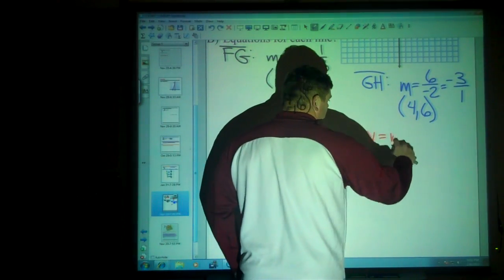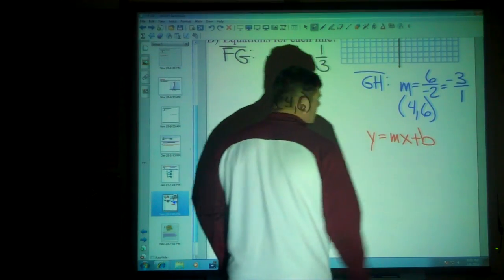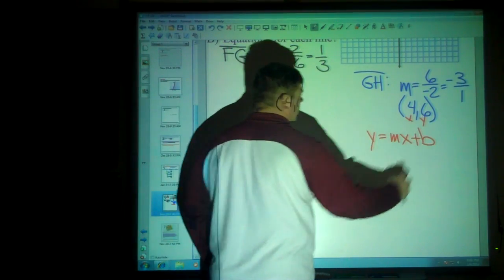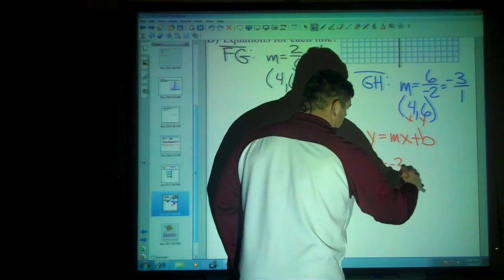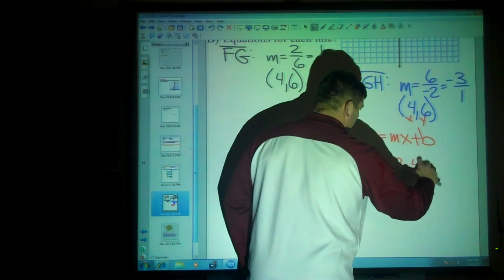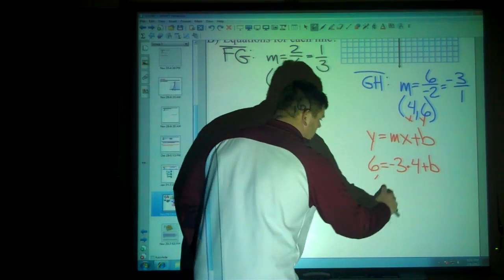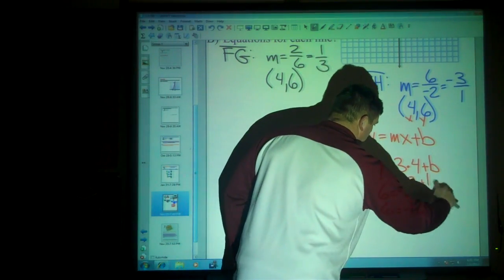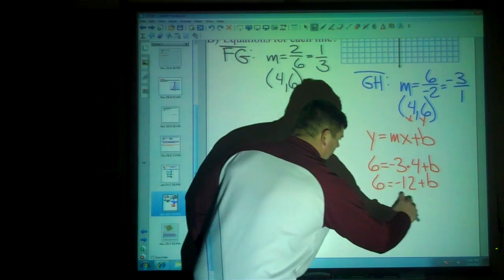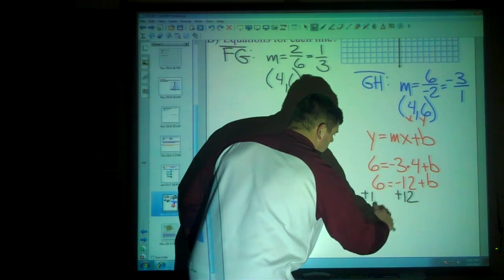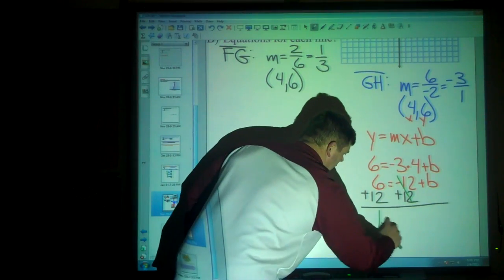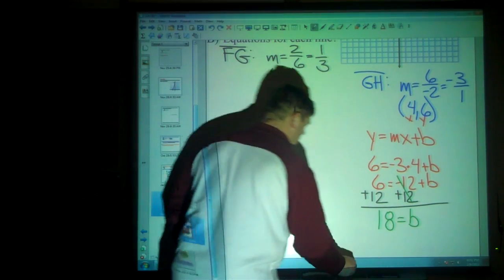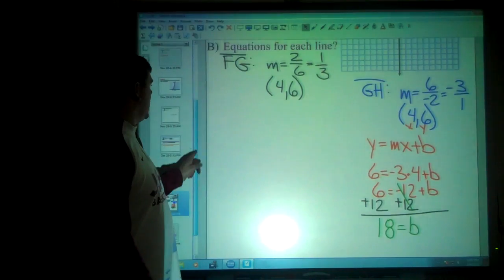In y equals mx plus b, I'm going to have an x and a y right there, so 6 equals my negative 3 for a slope times 4 plus b, which means 6 equals negative 12 plus b. We can add 12 to both sides. And we end up with 18 equals b. That means my y-intercept for GH is at 18.